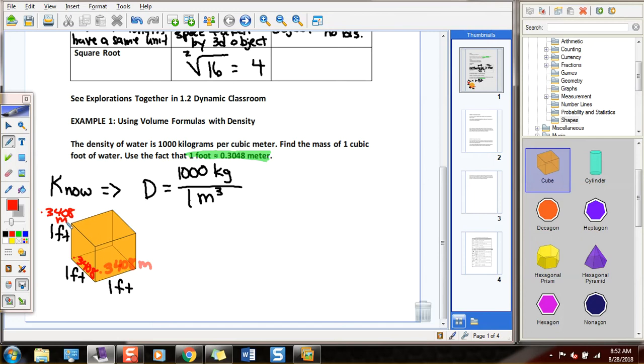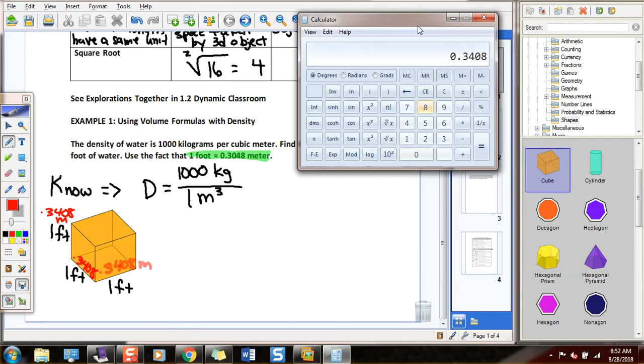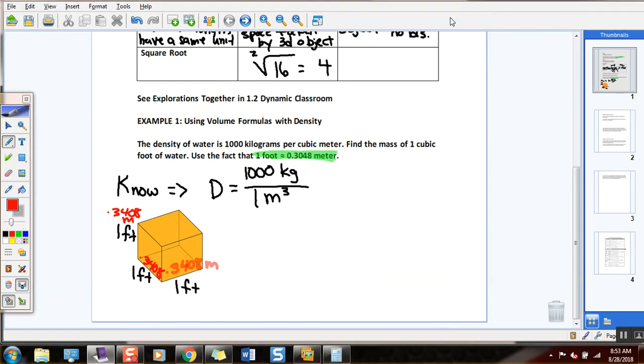Let's do that. So let me get a calculator. Length times width times height. So I'm going to go 0.3048. And we're going to times this by itself how many times? So question, kids. 3048. Did I write that wrong? I did. Okay, so these should be 3048s here. All right, very good.